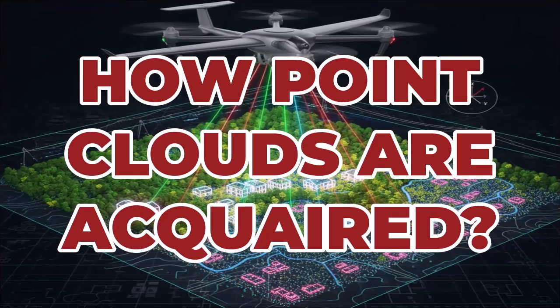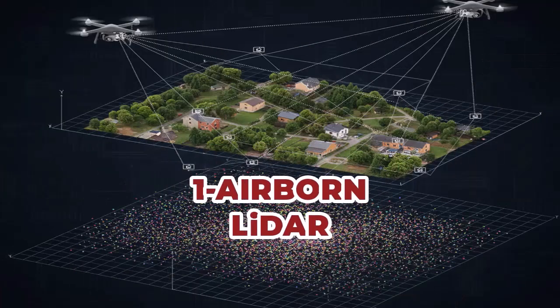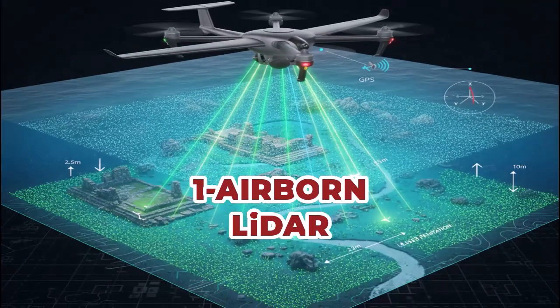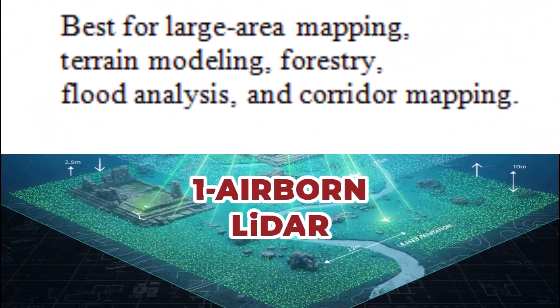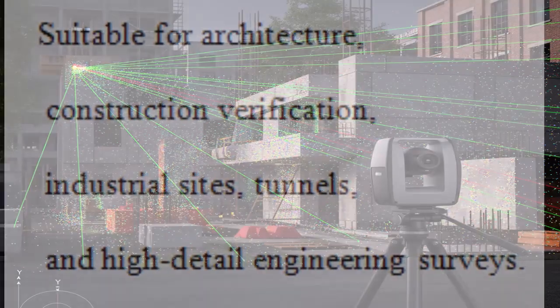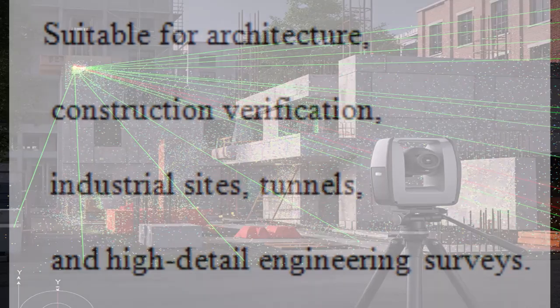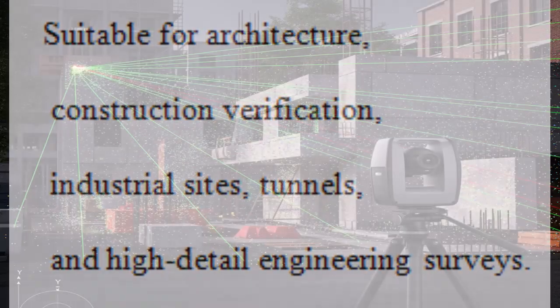How point clouds are acquired. Point clouds can be produced using different acquisition platforms. 1. Airborne LiDAR. Laser sensors mounted on drones, helicopters, or fixed-wing aircraft. Best for large area mapping, terrain modeling, forestry, flood analysis, and corridor mapping. 2. Terrestrial laser scanners. Tripod-mounted scanners used at ground level. Suitable for architecture, construction verification, industrial sites, tunnels, and high-detail engineering surveys.